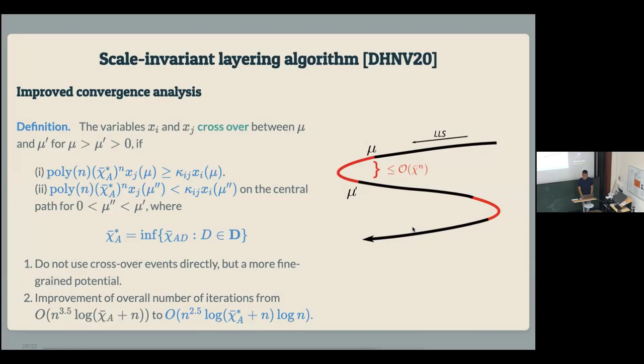And if you multiply that with the time it takes for such an event to occur, which I did not explain, but can be deduced straightforwardly, then you get exactly this iteration bound that we depicted down here. And yeah, I guess that's all I wanted to say.